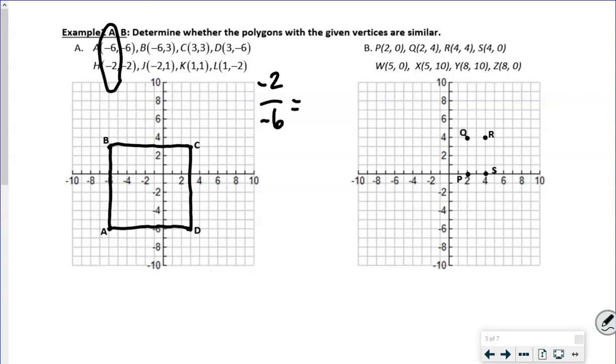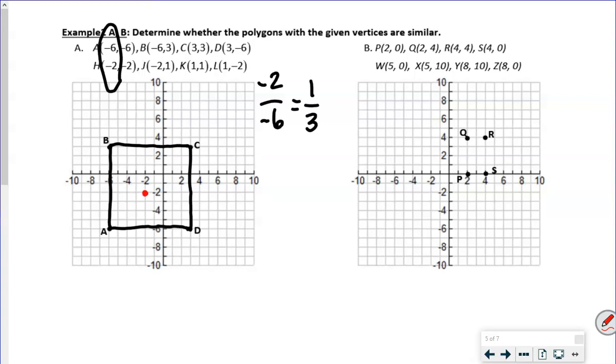So what does that reduce to be? Well, obviously a negative over a negative makes a positive, and 2 goes into 6 3 times. So this is 1/3, right? So if we plot our new shape HJKL, we should see that this is a reduction. Okay, and if not, then we did something wrong.